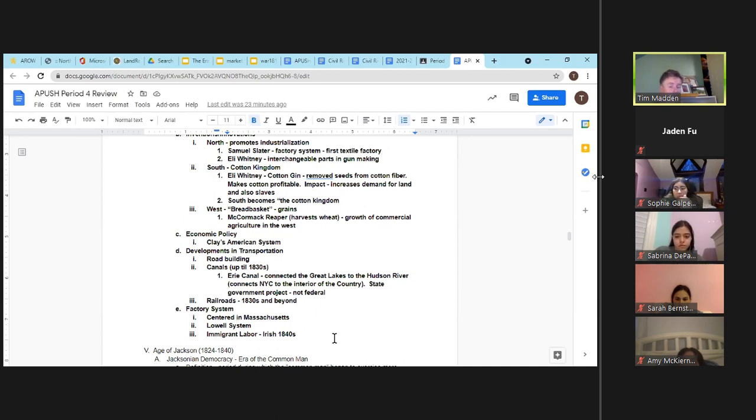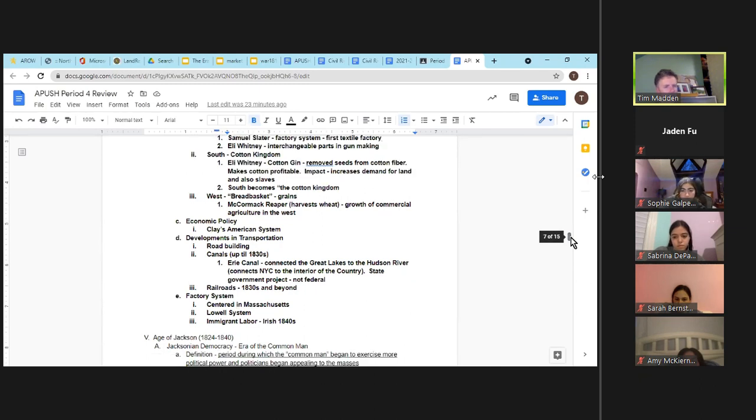So, when you look at projects, the most significant project of the time period is the Erie Canal, which connects the Great Lakes to the Hudson River and allows New York to emerge as the East Coast connection to the West, right? And so it helps New York develop into the dominant city on the East Coast.